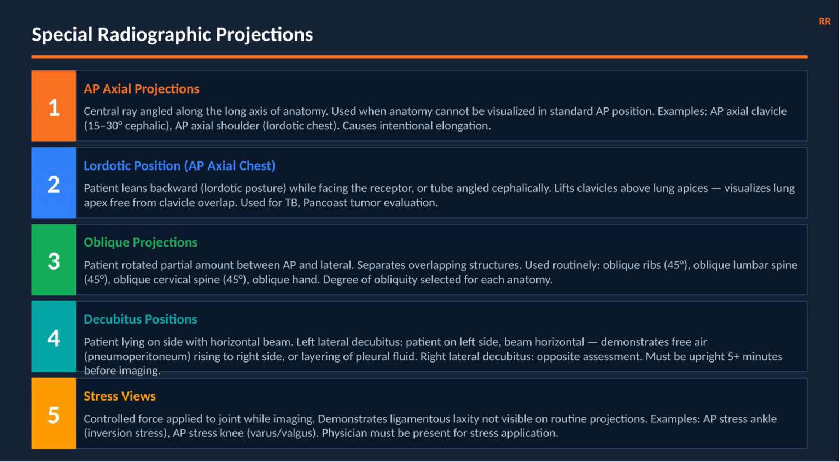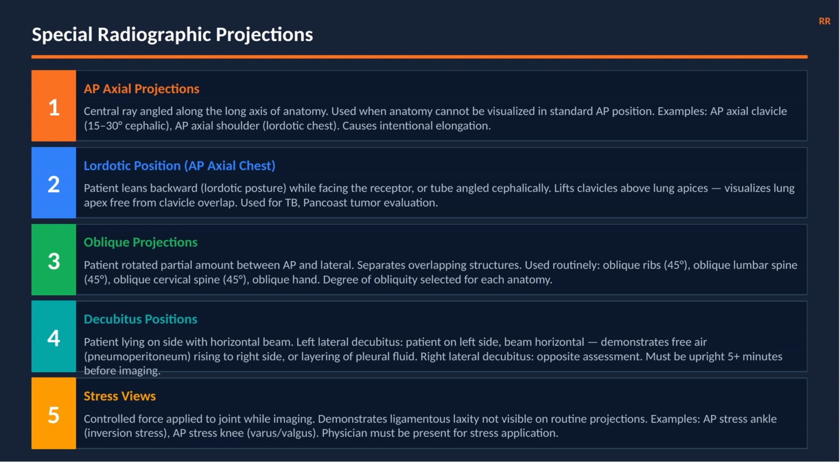The lordotic position, AP axial chest. The patient leans backward into a lordotic posture where the tube is angled cephalically. The clavicles lift above the lung apices, revealing the apex of the lung free from clavicle overlap. Clinically used for tuberculosis evaluation and Pancoast tumor assessment.